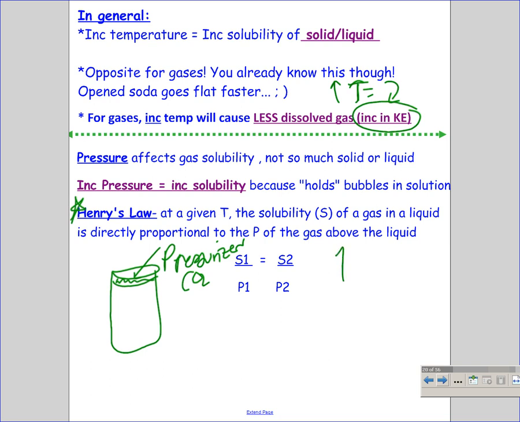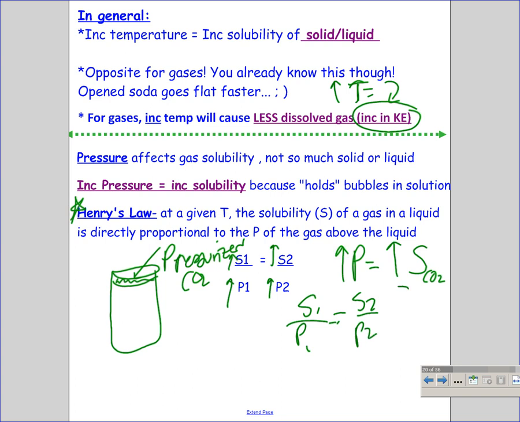So in this case, increasing pressure causes what to the solubility of the carbon dioxide? Increasing pressure on top of the beverage increases solubility. You'll notice that this is a direct relationship, just like our other gas laws. Anything that was on top of each other was direct. So as I increase pressure, I increase solubility. S1 over P1 is equal to S2 over P2 is called Henry's Law. And it's just basically saying this rule right here: increased pressure increases solubility if you're talking about gases in solution. Only for gases.